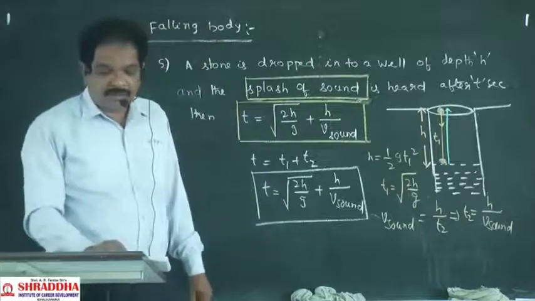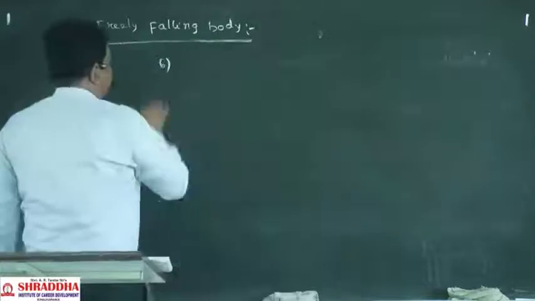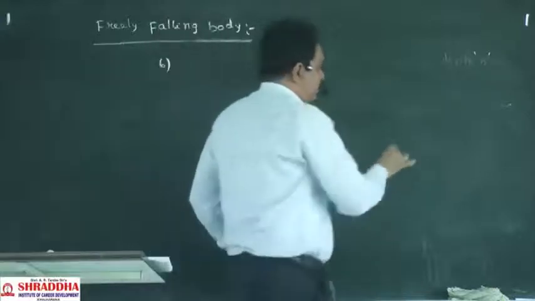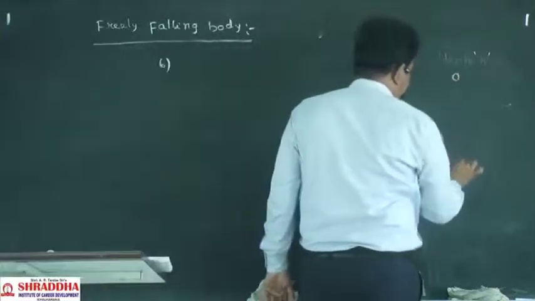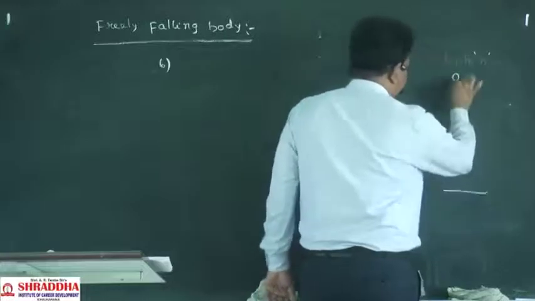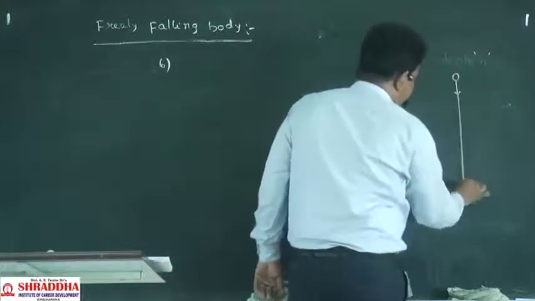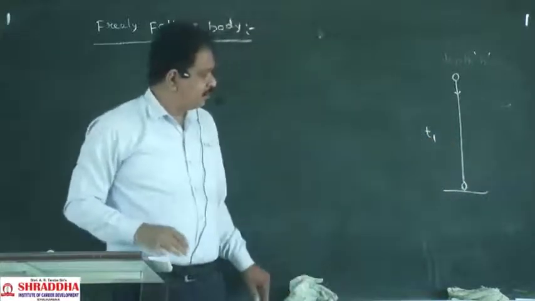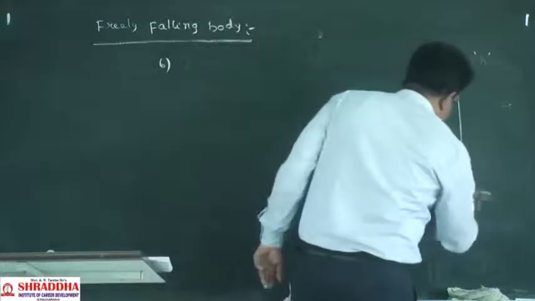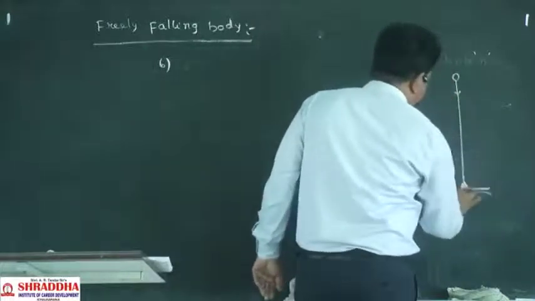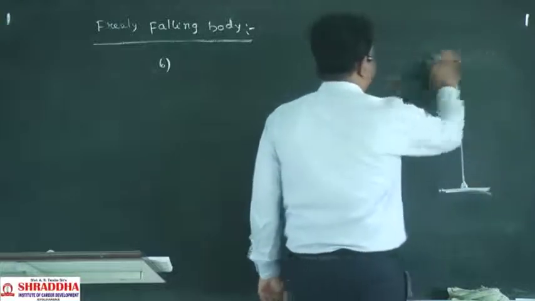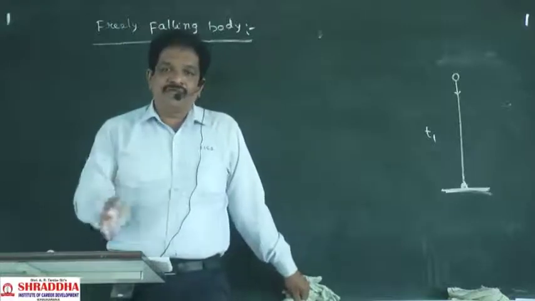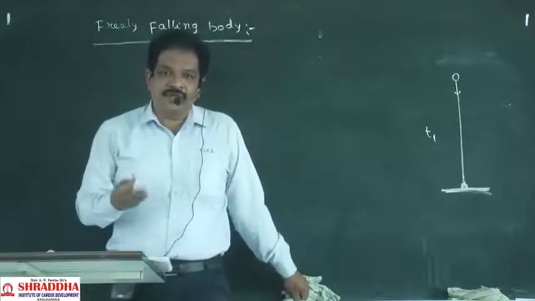Next, the sixth one. What is that? See, sixth. A stone is dropped in the air. It is reaching the ground after t1 seconds. The stone is reaching the ground after t seconds. Okay. But in its journey, after t2 seconds, we stop that stone.